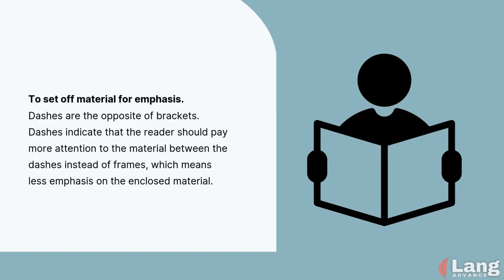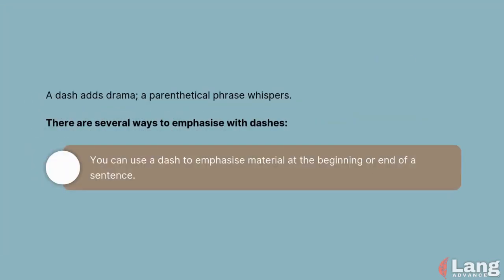To set off material for emphasis. Dashes are the opposite of brackets. Dashes indicate that the reader should pay more attention to the material between the dashes, instead of brackets, which mean less emphasis on the enclosed material. A dash adds drama, a parenthetical phrase whispers. There are several ways to emphasize with dashes.